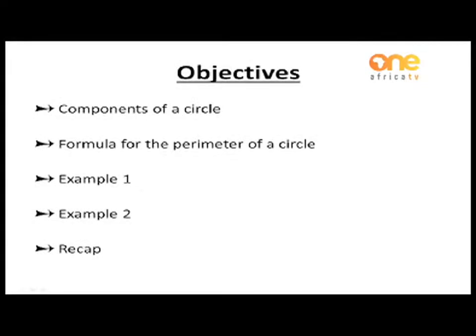In this lesson, we will look at the components of a circle. We will then discuss the formula for the perimeter of a circle. We will look at 2 examples. And to end off, we shall recap everything we have just learnt.